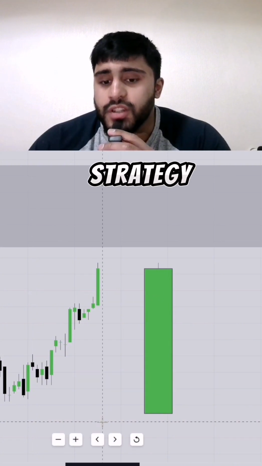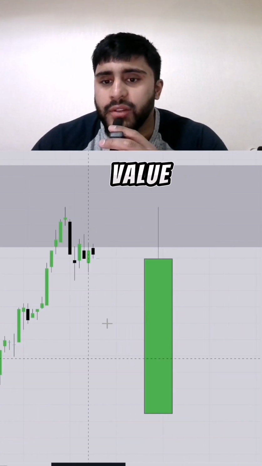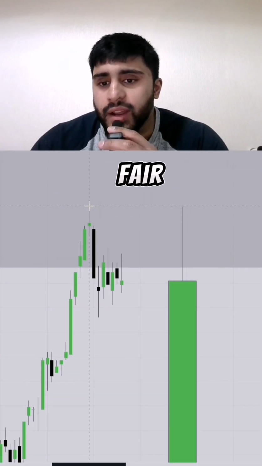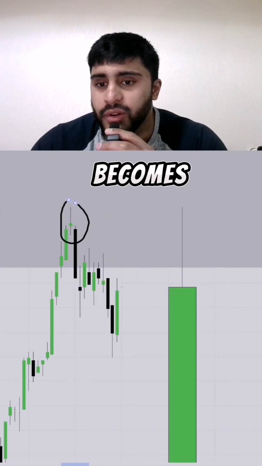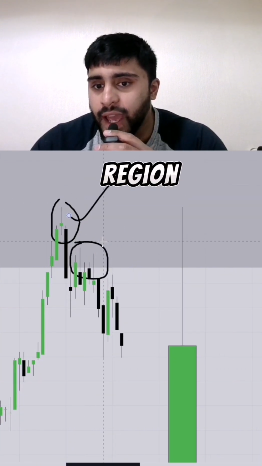Step two of this strategy is you're waiting for price to come into the fair value gap, right? Coming into the fair value gap is very, very important, right? So when it comes to 15-minute fair value gaps, once you can predict this rejection over here, from here trading becomes very, very simple, right? You need to understand price action in this region and in this region, right?